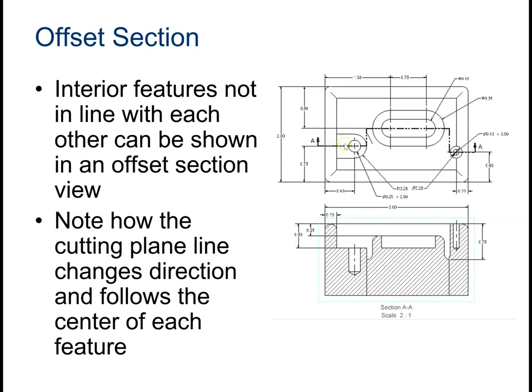This is where the cutting plane line cuts across one section, drops back through the object, cuts another section out, and then another section out. What's nice about that is you're going to be able to see the depth of all those blind holes. And you can see how much of the diagonal section lines are here.